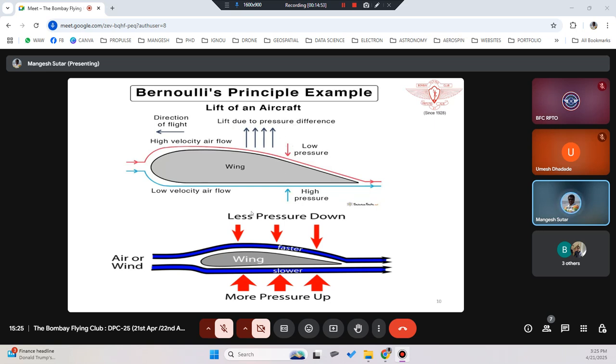So high pressure is generated below, so it will try to take the wing upward. Okay, so that is what is shown in this diagram. So are you clear on this Bernoulli principle? This is the most important principle on which your aircraft flies.